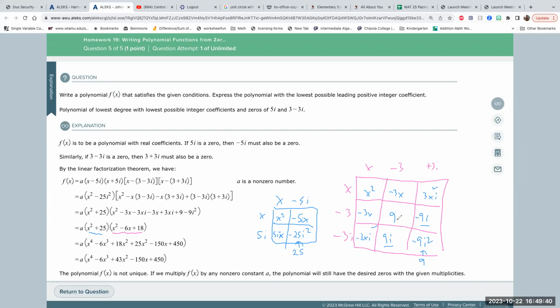So you got x squared, and I think I'm missing one. Let me just make sure. Nope, okay. So 9 and 9, 18. You got negative 6x, and then you have x squared. So again, that's where this comes from.